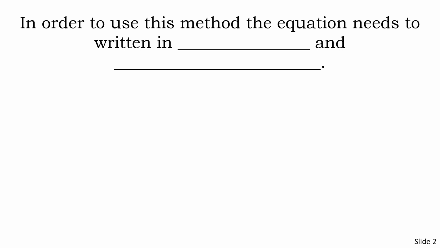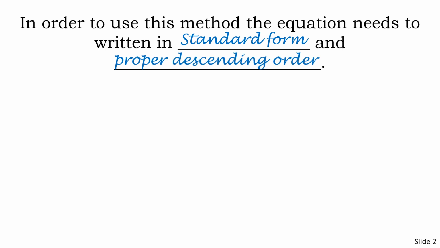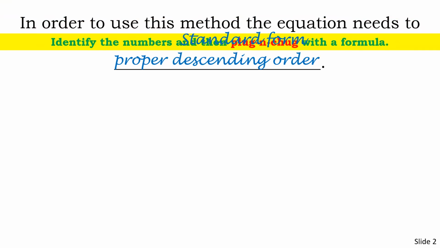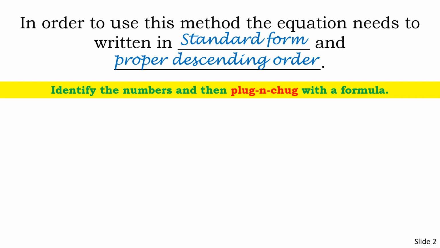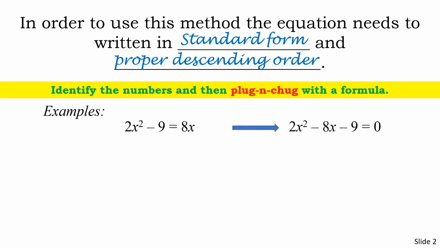In order to use this method, the equation needs to be written in standard form and proper descending order. We're going to identify the numbers and then plug and chug with a formula. An engineer's delight. Examples. 2x squared minus 9 equals 8x. I need to rewrite it so it says 2x squared minus 8x minus 9 equals 0. That's standard form, proper descending order.